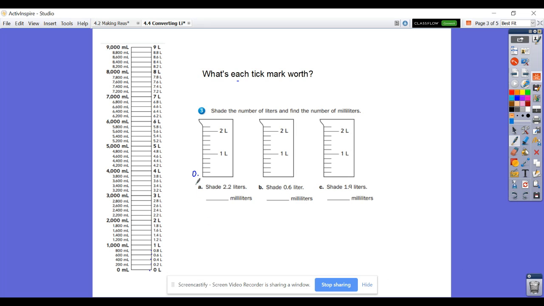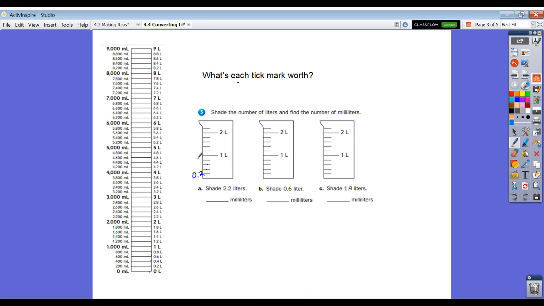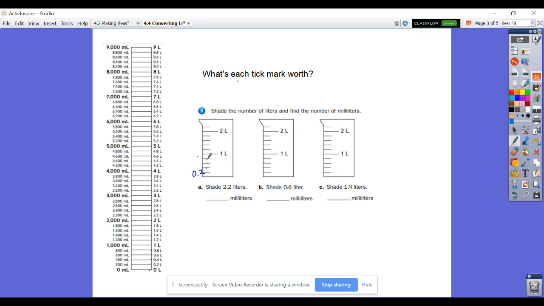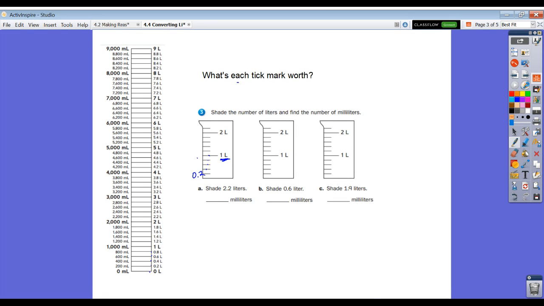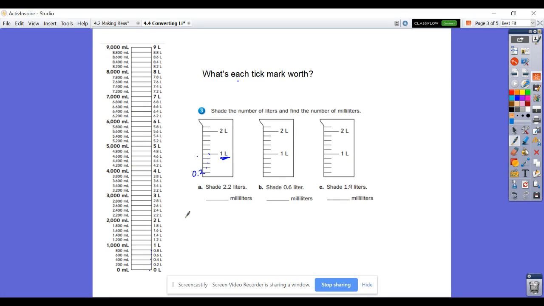Let me try again. So this is 2/10, right? Each tick mark, and then you keep counting with me. Then this one would be 4/10, 6/10, 8/10, and 10/10, which is perfect. 10/10 is the same as 1 whole liter. So each of these tick marks is worth 2/10.